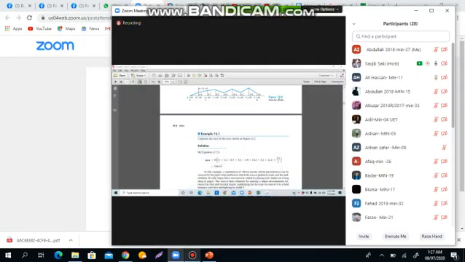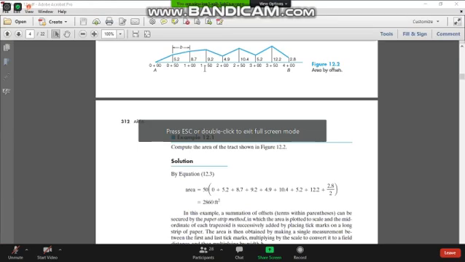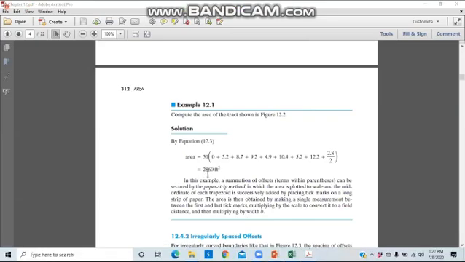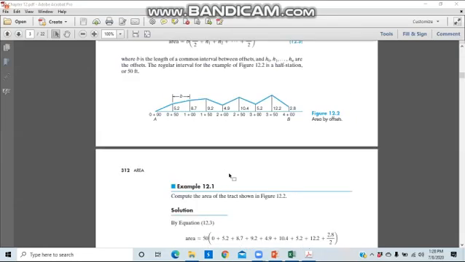H naught is 0, H1 is 5.2, H2 is 8.7. So similarly, you will put all these values, and the area of that offset trace is 2,860 feet square, right? So that is the way if you space this offset into equally spaced distance.